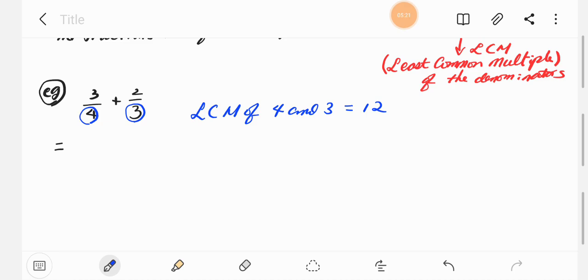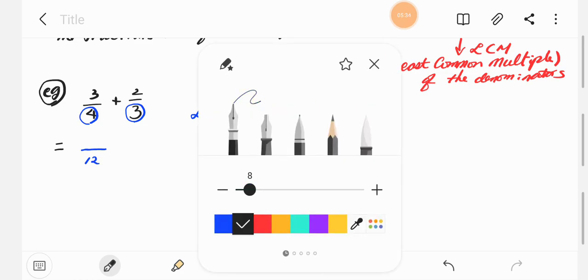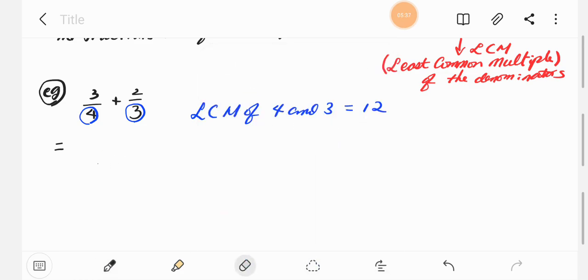So we learned how to write an equivalent fraction. The 3/4 will have a denominator of 12, because 4 times 3 is 12. Let me write it here: 3 over 4 plus 2 over 3. We multiply this 4 by 3, so we multiply the numerator by 3 as well, because we want the denominator to be 12. So 4 times 3 is 12, and the numerator 3 times 3 is 9.